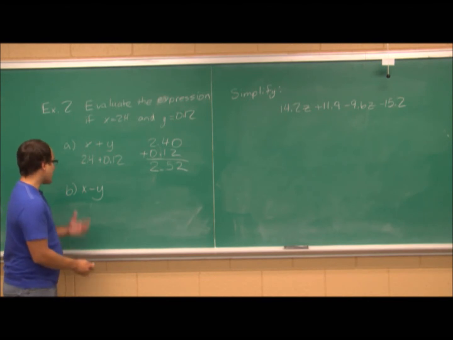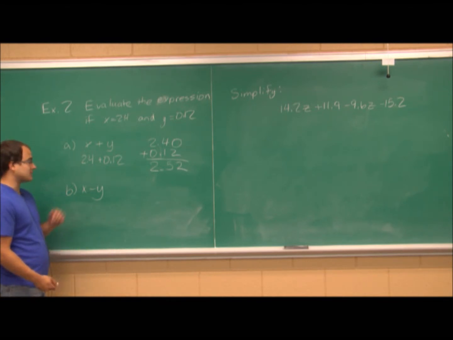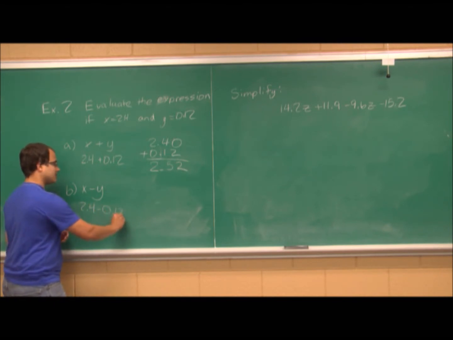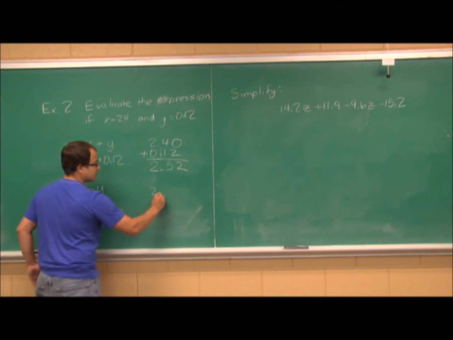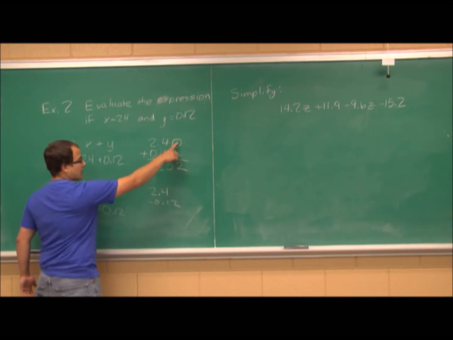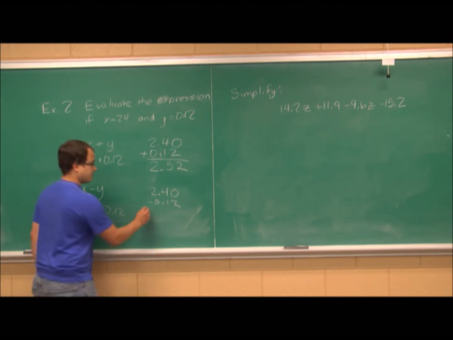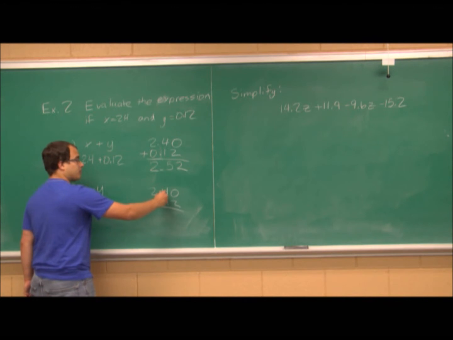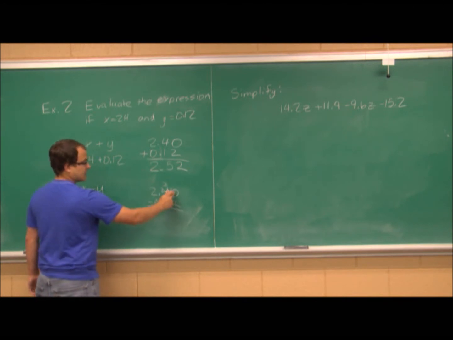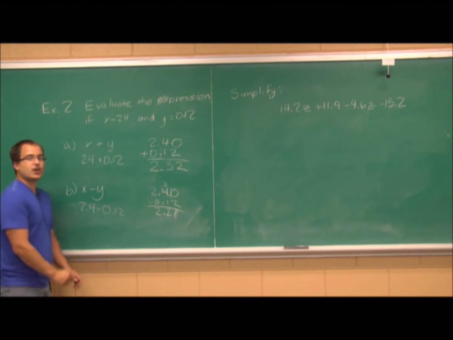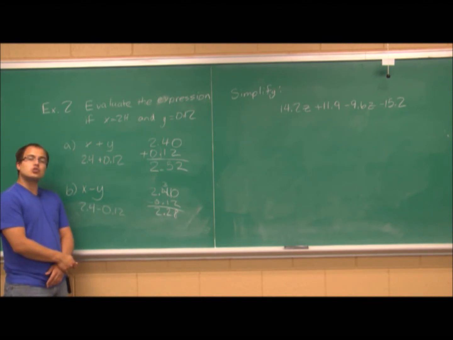Now part B is x minus y. So the only thing changing is the minus sign. So I have 2.4 minus 0.12. Again, I'm going to rewrite it vertically. And also, again, I'm going to have to add a trailing 0 after 2.4 so they have the same number of decimal places. Now with subtraction, I'm going to have to borrow. And then 10 minus 2 is 8. 3 minus 1 is 2. 2 minus 0 is 2. So the final answer for x minus y is 2 and 28 hundredths.